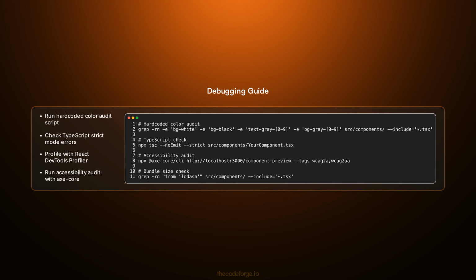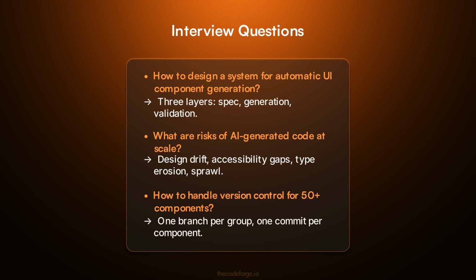The color audit finds hard-coded colors, the TypeScript check catches type errors, axe-core finds accessibility violations, and grep identifies heavy imports. Let's run through some common interview questions.